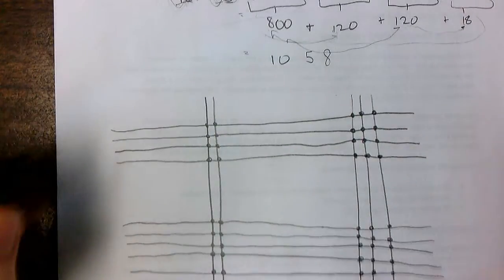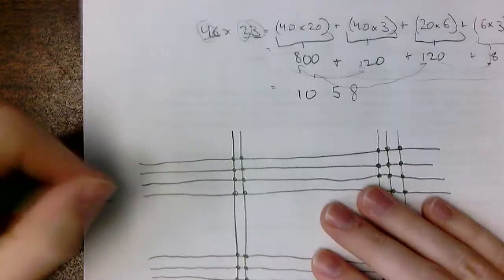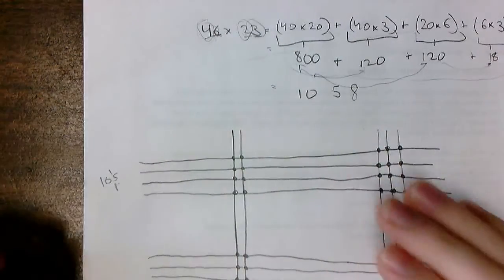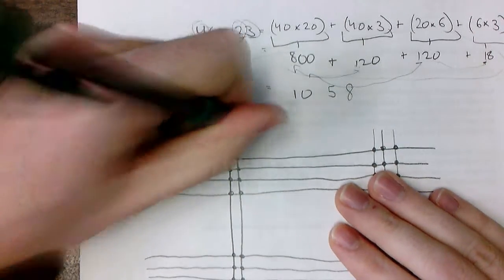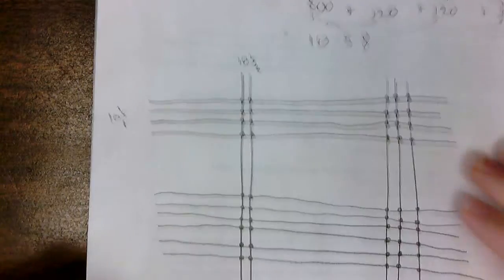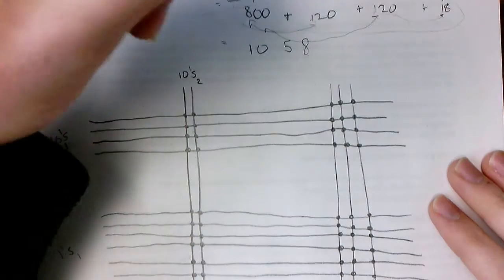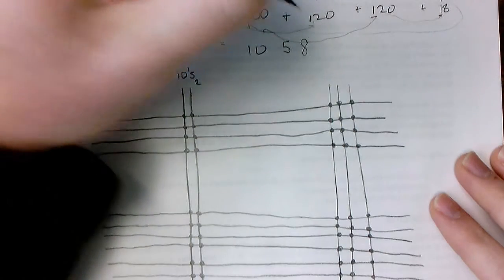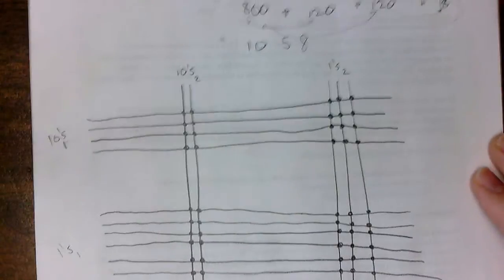Alright, and then I'm also going to label these based upon whether they're in the tens column or the ones column of my different numbers here. So this represents my tens column of my first number, so I'm going to call that 10 sub 1. This is my tens column of my second number, so I'm going to do a 10 sub 2 there. This is my ones column of my first number, so I'll call this 1 sub 1. And this is the ones column of my second number, so I'll call that 1 sub 2.